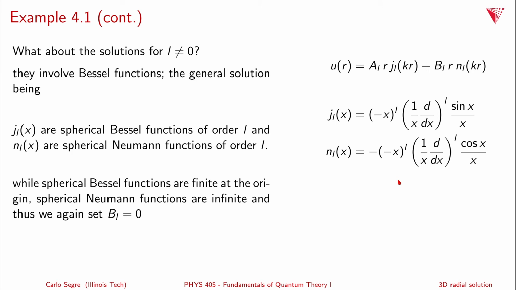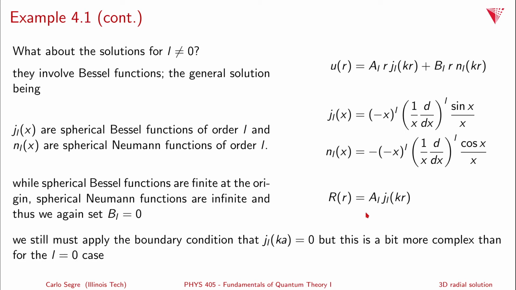And that's because spherical Bessel functions are finite at the origin. Spherical Neumann functions are infinite at the origin because they behave just like what we had here, the cosine x over x. So we're going to set b sub L equal to 0, and so the solution is just a Bessel function times r. So capital R of r is just this coefficient a sub L times the spherical Bessel function of order L of kr.